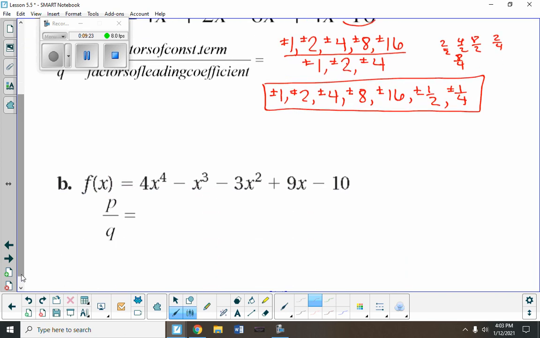All right, so in this next one, we'll take the factors of 10, plus or minus 1, plus or minus 2, plus or minus 5, plus or minus 10, and the factors of 4. So we're going to take all of these divided by 1.